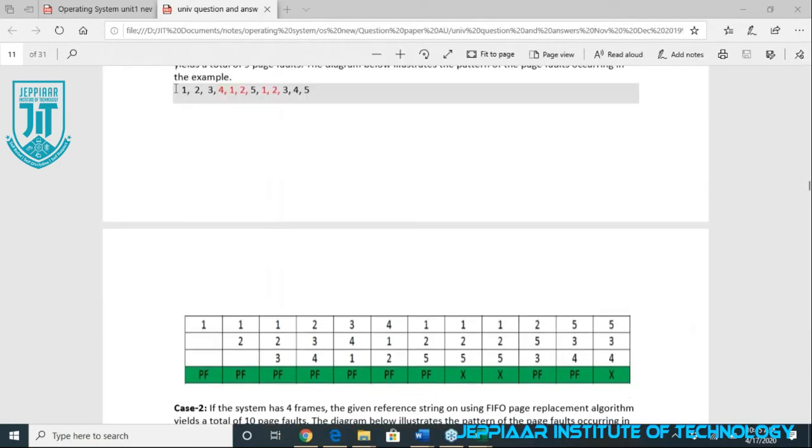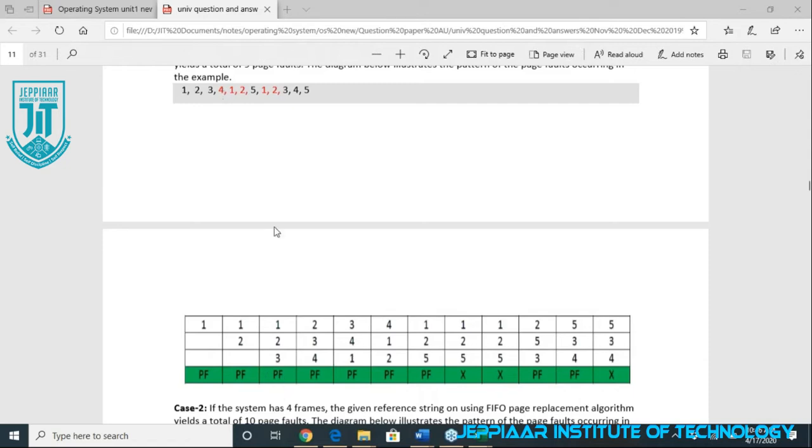First I am going to read page 1. Page 1 is not there in the main memory, so we add it. Next we read 2. Page 2 is not there in the main memory, so a page fault occurs, and we add 2 because we have space in a frame. Next we read 3. Page 3 is not there in the main memory, so we add it in the third frame. A page fault occurs.